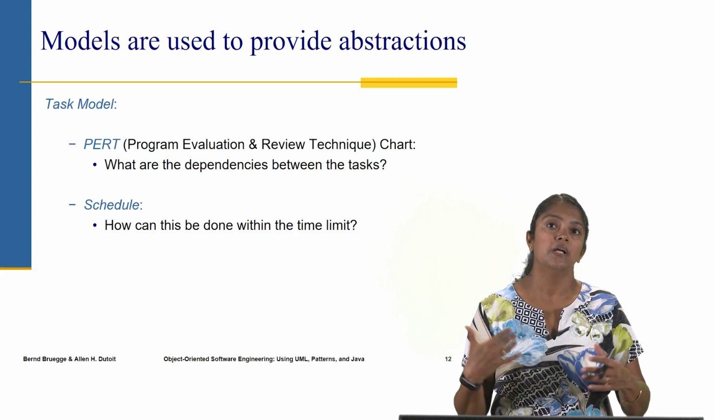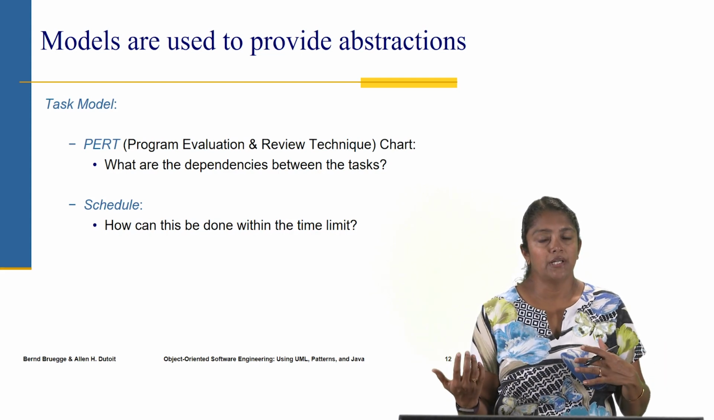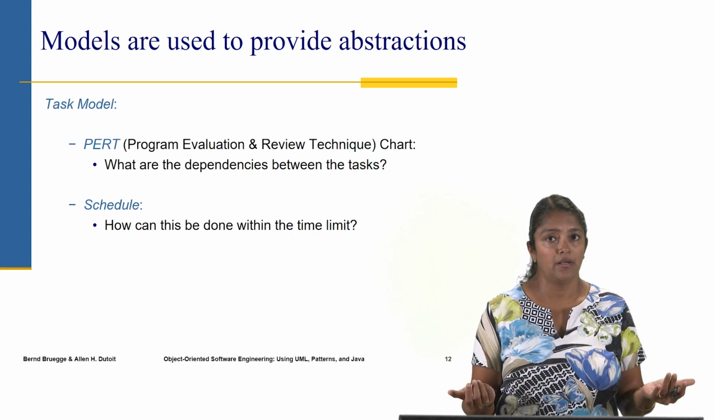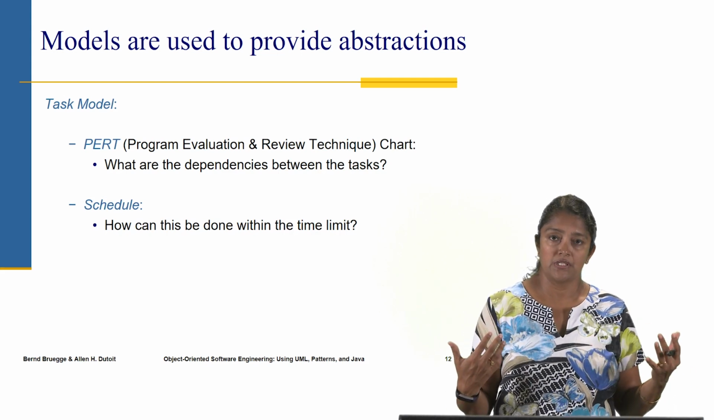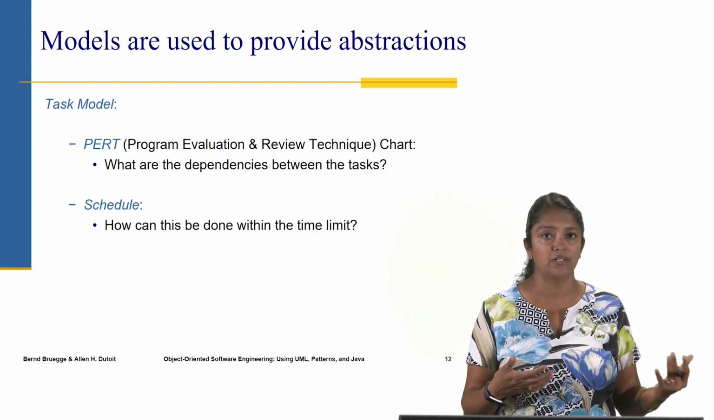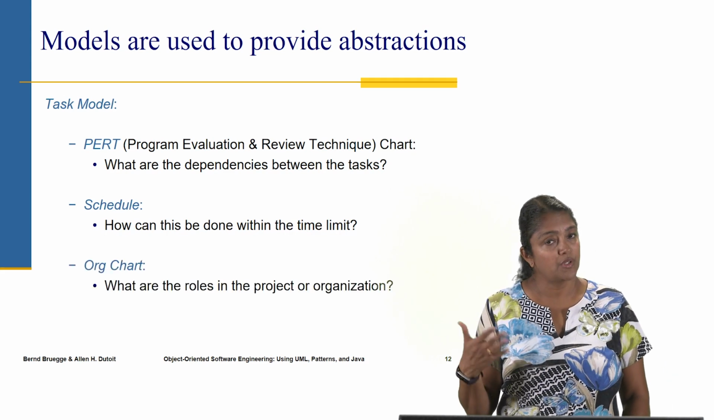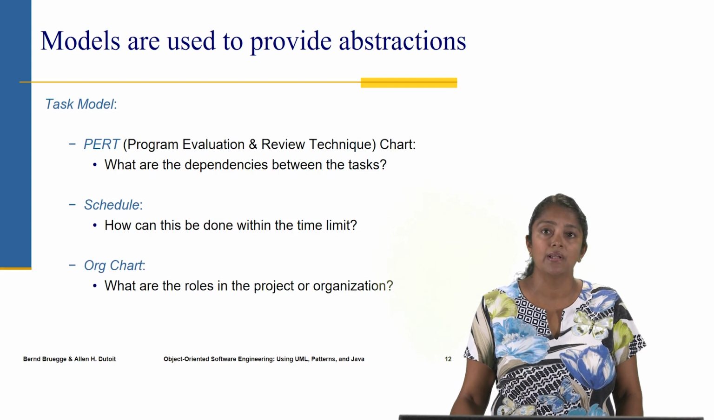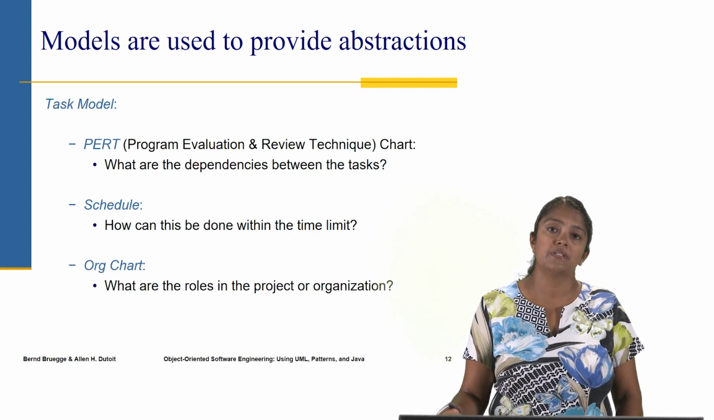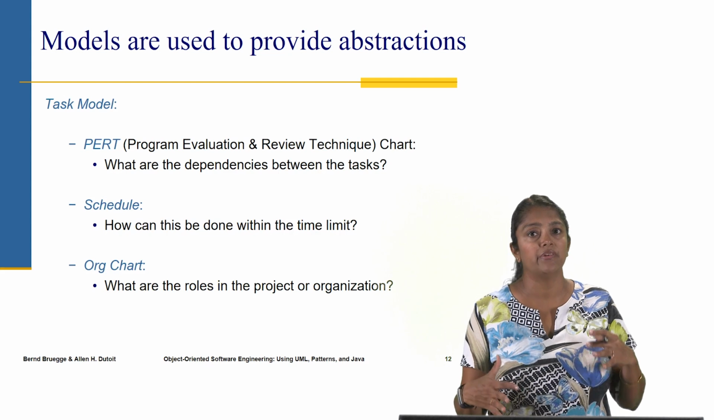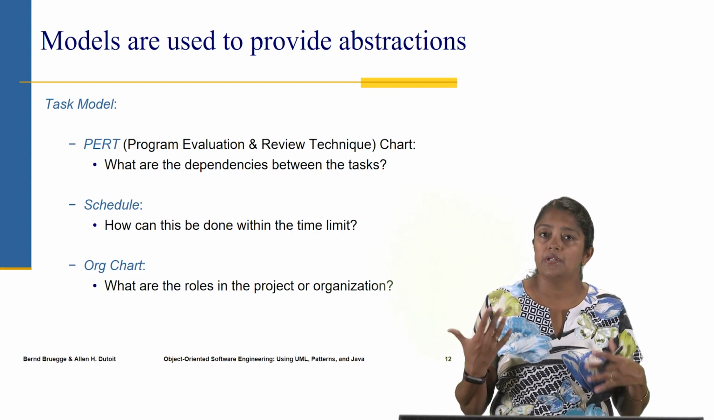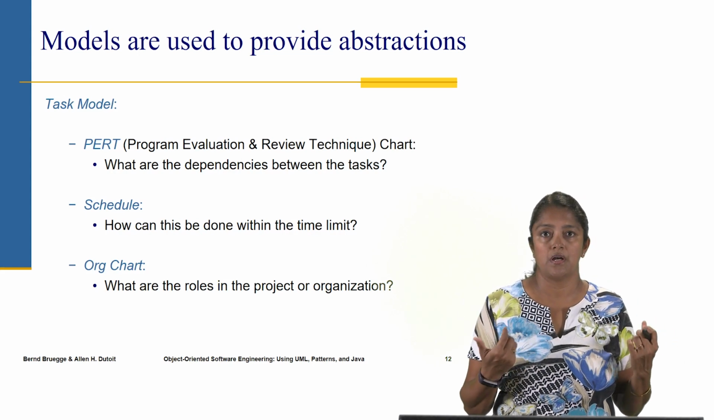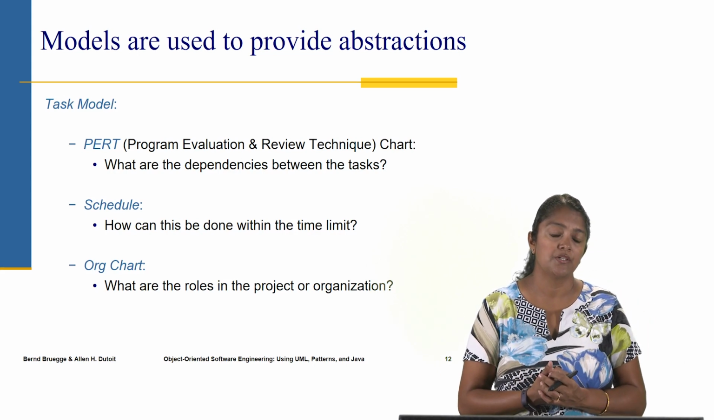Once we've done that, the other thing that we're usually interested in is the schedule. How do we handle the schedule? Now, how can all of these tasks be accomplished within a given time limit? So that's handled through the schedule. So that's also part of the task model. And then the third one is the org chart. So this is where we're dealing with the organization. What are the resources available to us, and what are the roles within this organization or a project?